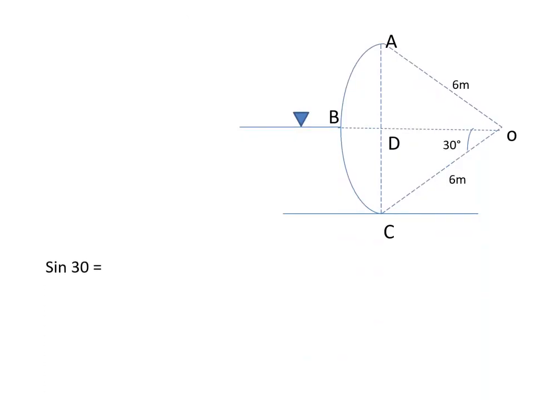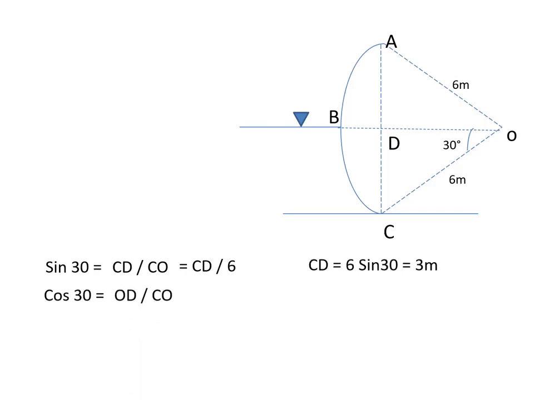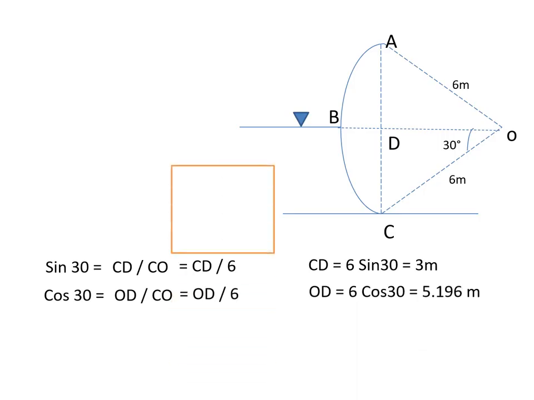Now again I need to find out, because if I project BC onto a vertical plane, I'll get DC. So therefore I have to find DC. That is, sine 30 is DC by 6, so therefore we get 3 meters. So DC is 3 meters. If you want to find the area of a triangle, then cos 30 is needed. So cos 30 is OD by OC, so again OD by 6. Therefore OD is nothing but 5.196 meters.